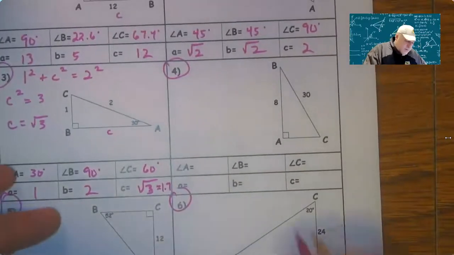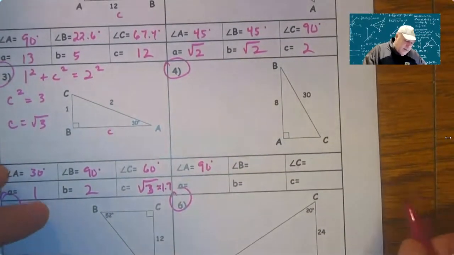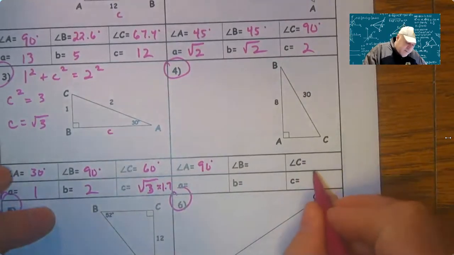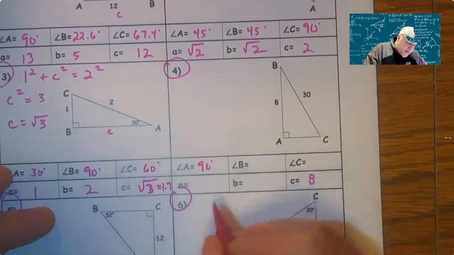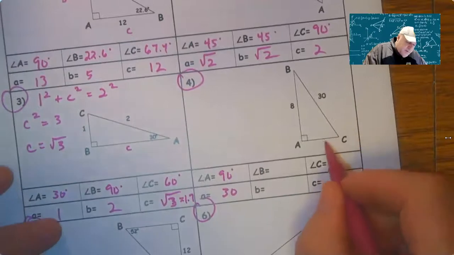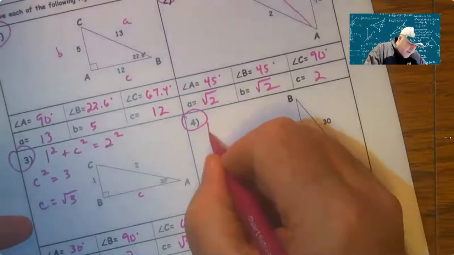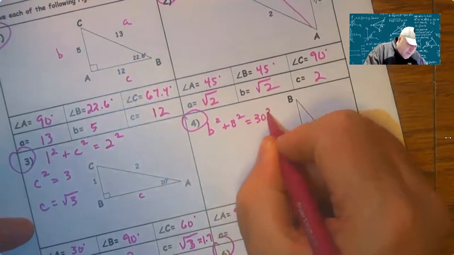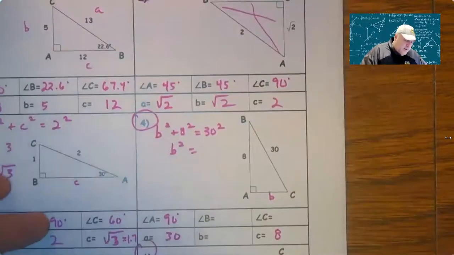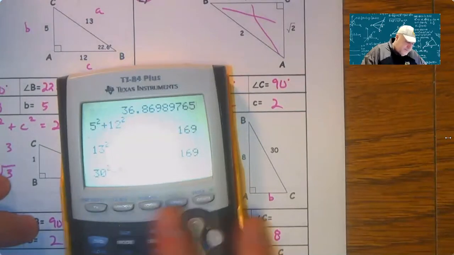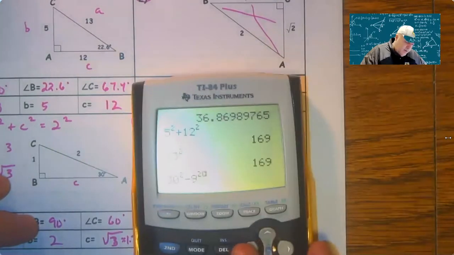Problem 4, moving right along. Angle A is 90. We don't know B or C, so we're going to have to use some trig here. Side C is 8. Side A is 30. Let's get side B first. So remember, trace the right angle. That's how you know what to do. So B squared is 30 squared minus 8 squared, excuse me.